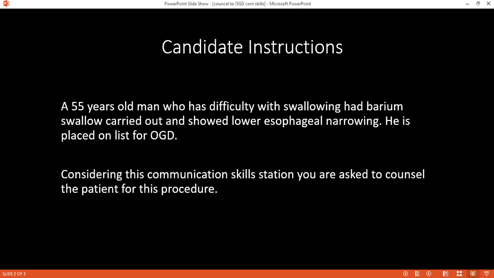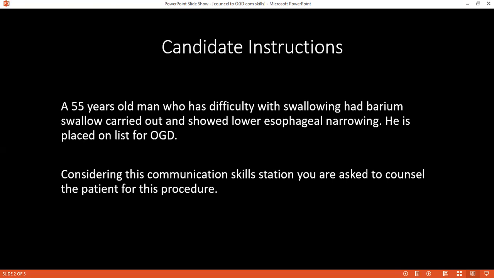Okay. Can I confirm your name and age, please? I'm Smith. I'm a 55-year-old. Okay, nice to meet you, Smith. So, what do you know so far about these investigations? Yeah, I have done an investigation called barium meal, and something was wrong with it. So I was scheduled for another investigation. Can you please tell me about it?